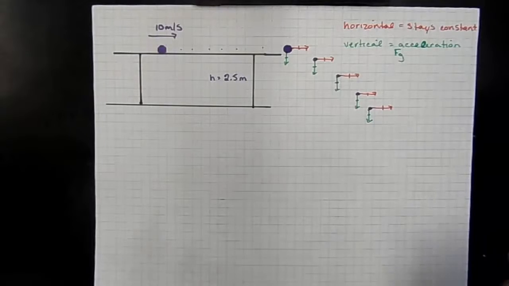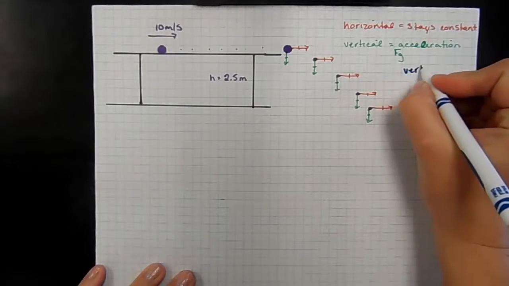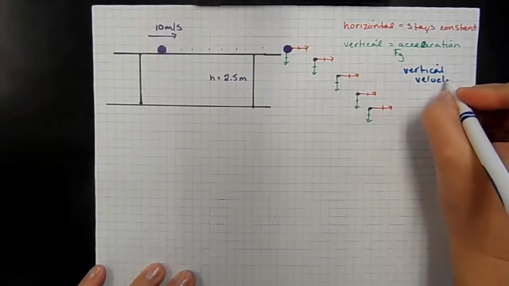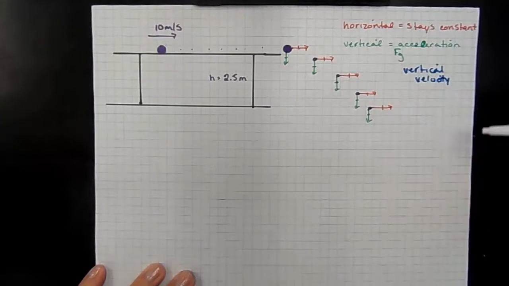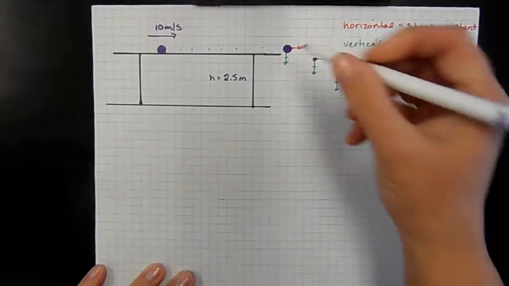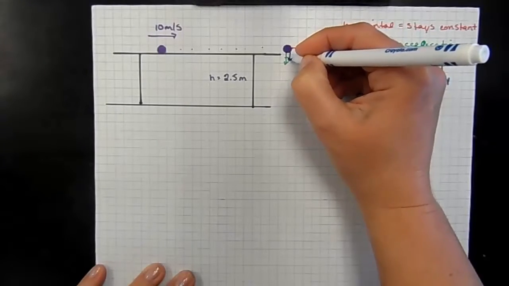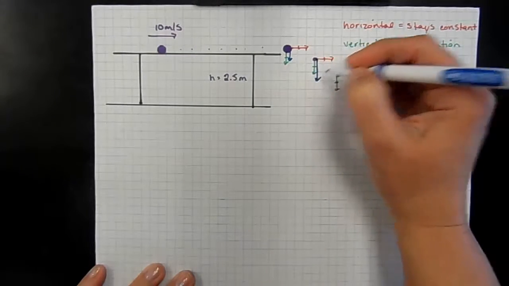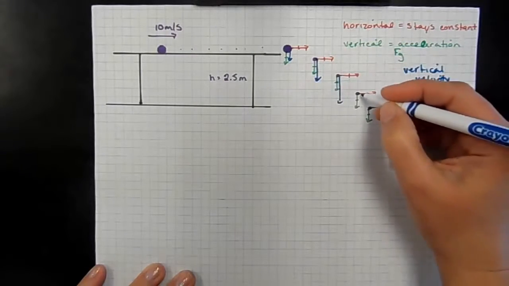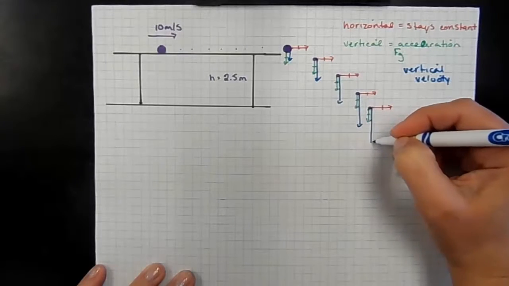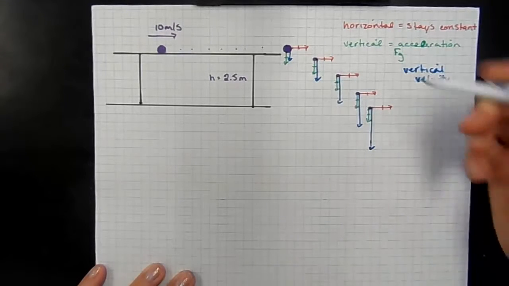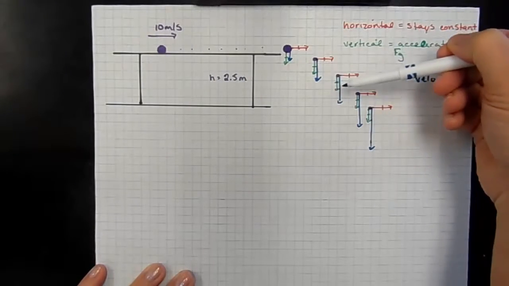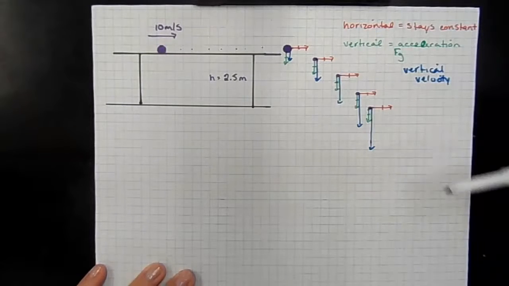Now, our vertical velocity is going to change because we're accelerating. So here we're going to have a small vertical velocity. Here we're going to have a little bit bigger vertical velocity, a little bit bigger, a little bit bigger, a little bit bigger. So as we go down, our motion map changes. We are increasing velocity as we go down.